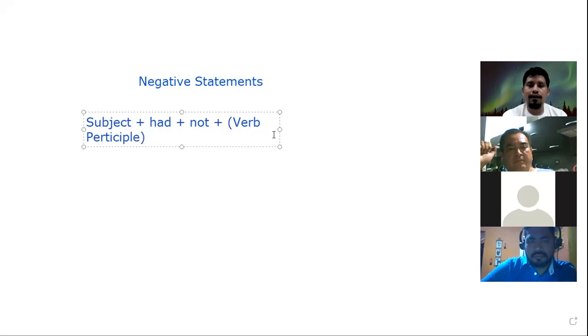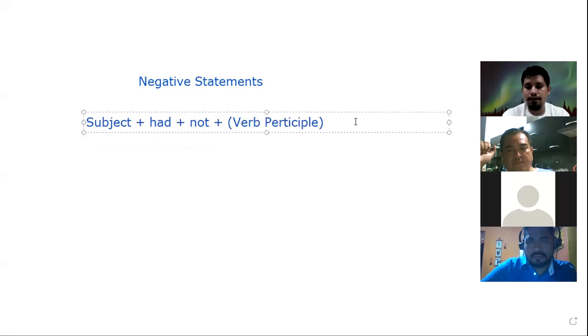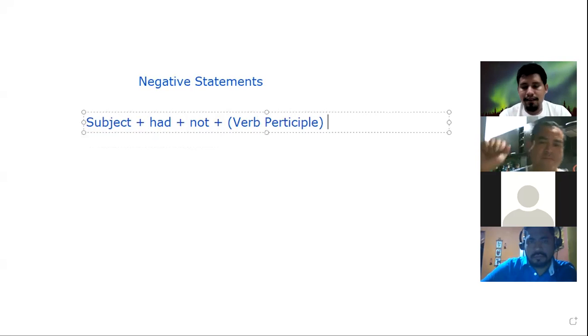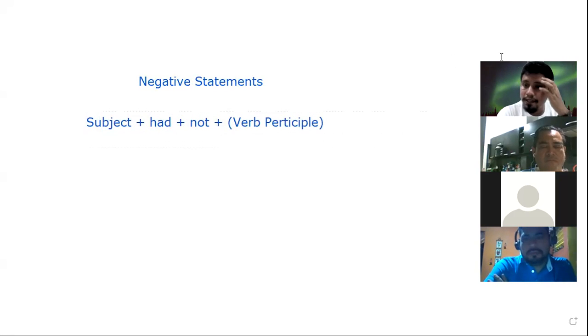Do you know what verb participles are, or do you know how we can use that kind of verbs in participle? Because there are two types of verbs. The first one are the ones that end in ED, and the other ones are the ones where we change the whole structure. I don't know if you know about those types of verbs. No? So I will explain something a bit about that.